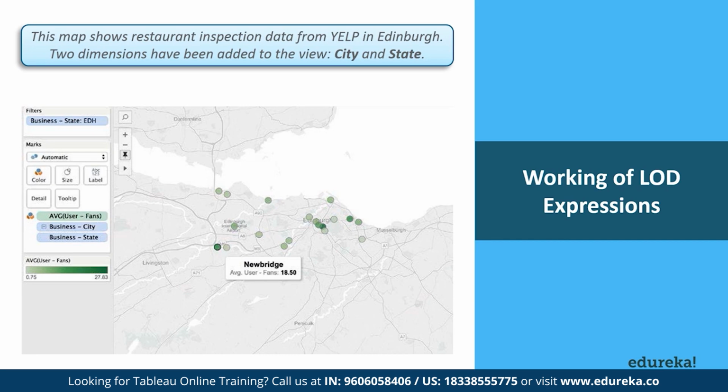But what if we don't want the visualization to change? What if we want to determine the total user fans for each business ID and average those values for each city and finally show only one circle per city? What we want to see is the average number of fans per restaurant in each city. Now this will require adding an additional dimension to the view without dragging that dimension into the visualization.